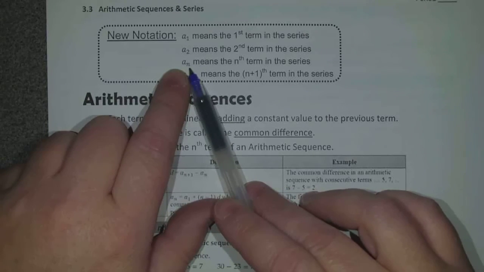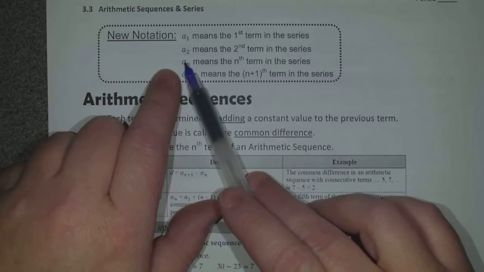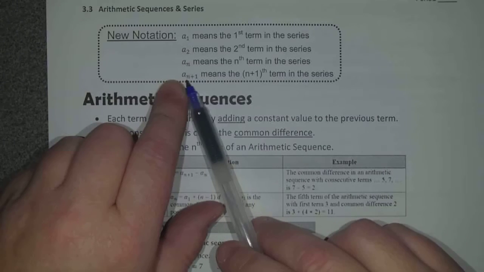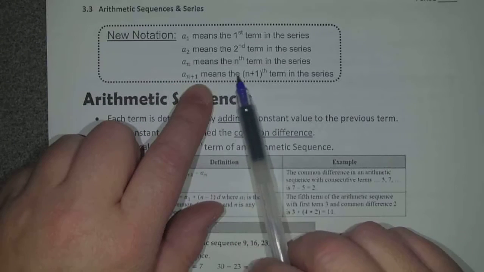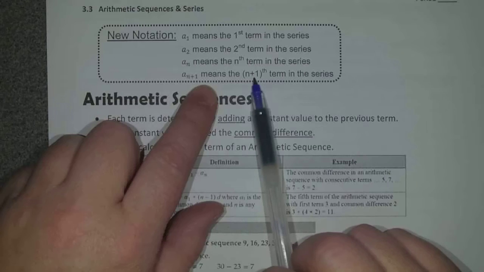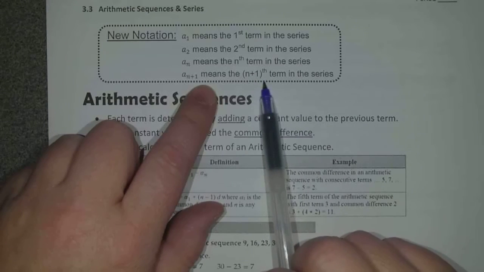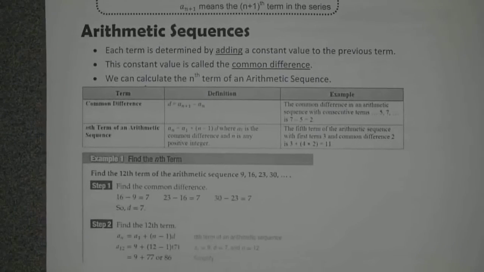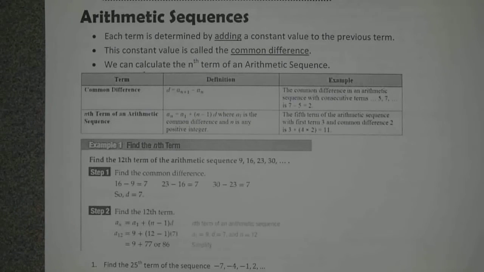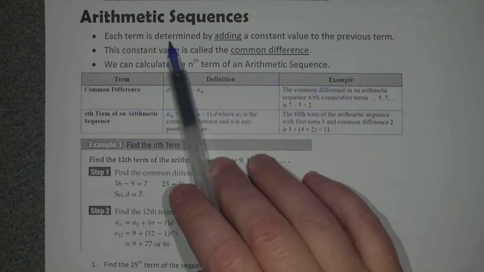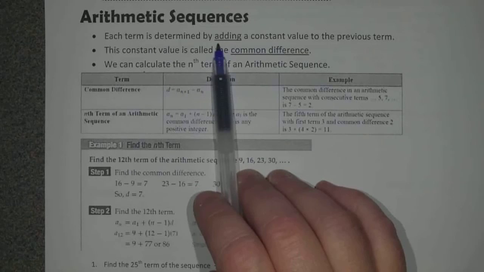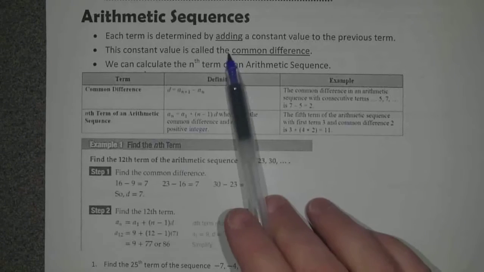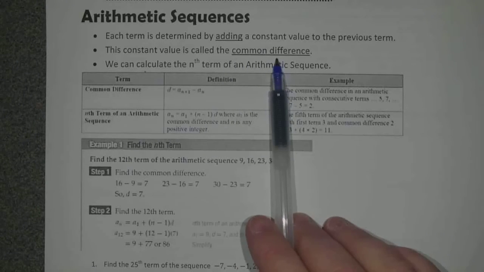So for instance, if I wanted to find the 12th term, I would do a sub 12, okay? And then it says a sub n plus 1. This means the nth plus 1 term in the series. And I'll explain a little bit more what that means in just a minute, okay? So again, just to remind you how we find arithmetic sequences, in order to be arithmetic, you have to be adding that constant number to get from one number to the next number, okay? That constant is called the common difference.